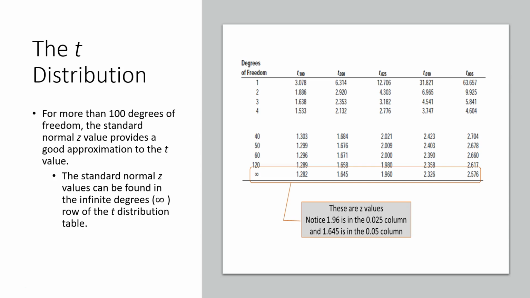So if I look at the t-distribution table, once again, I said earlier, as you approach infinity, if you have more than 100 degrees of freedom, the standard normal z value is going to provide you a good approximation of your value. But basically the way you would use the t-distribution table is you locate your number of degrees of freedom on the far left side, and then you move to the right until you get to your alpha value.